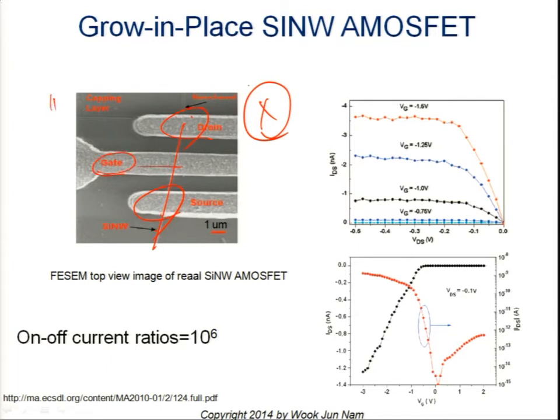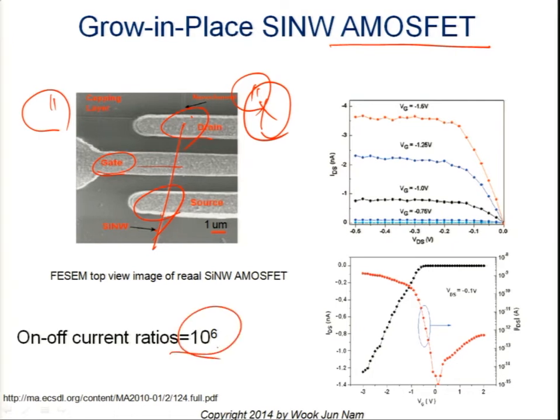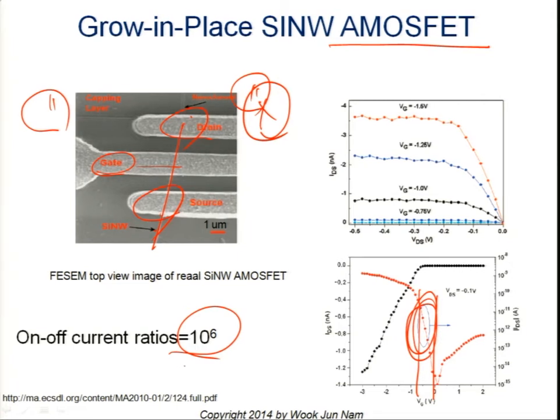So using this way, we made a transistor structure, which is an accumulation mode metal oxide semiconductor field effect transistor, and it shows a pretty good on and off current ratio, and very small sub-threshold swing performance. Compared to transistors made with top-down approaches, the on and off current ratios are almost similar, and the sub-threshold swing is also very close or even better than the conventional transistor structure.